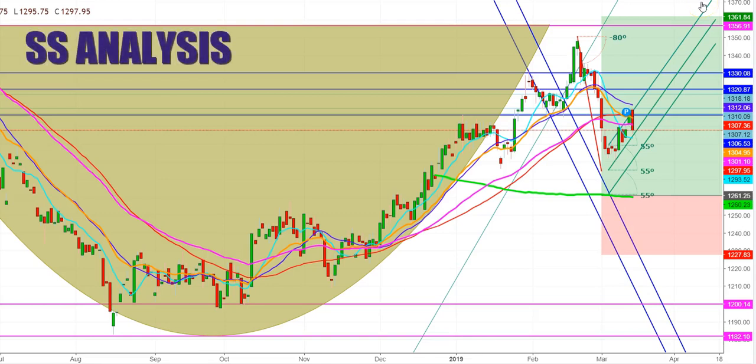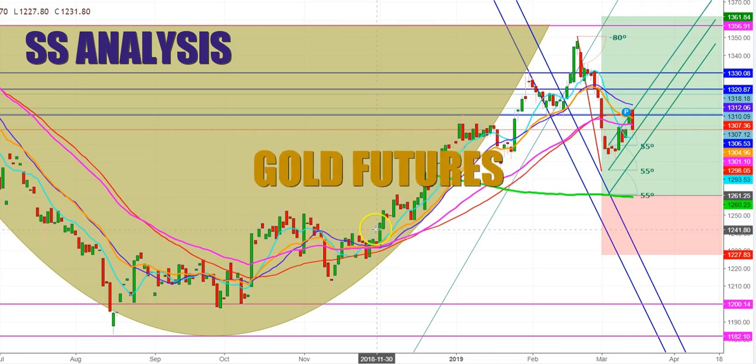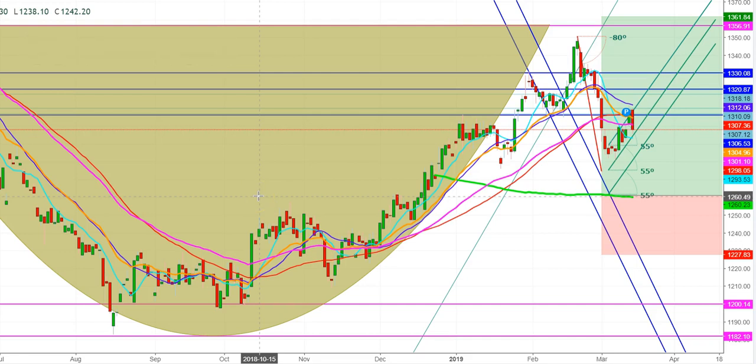Let us start the day to analyze the movement of gold futures in different time frames. Friends, you know that I've already discussed this daily chart pattern in my last few analyses. This pattern is called cup with the handle.